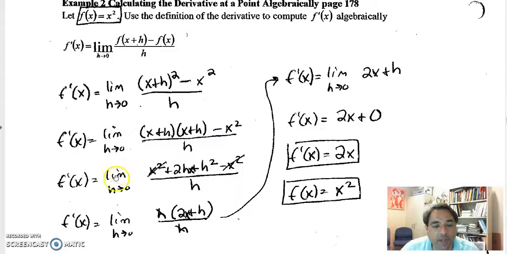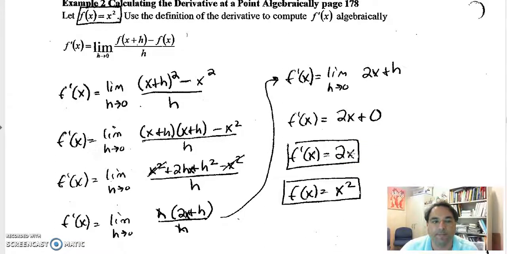Every time I'm writing limit as h approaches 0 because I cannot plug in 0. But once this starts simplifying, we end up with the derivative function will be the limit as h approaches 0, 2x plus h. Now I can plug in 0 for h. Notice it disappears. Plug in 0 for h, and the derivative function would be 2x.